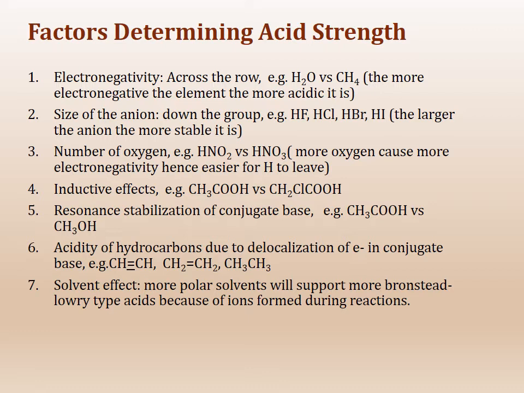The size of the anion, so now we're going to go down the group. Instead of across, we're going down the group. We'll talk about halogens over here and some more examples. The number of oxygens, so for example here HNO2 versus HNO3, nitrous acid versus nitric acid, okay, which one is the better acid? Inductive effects, and we'll talk about what inductive effect is.